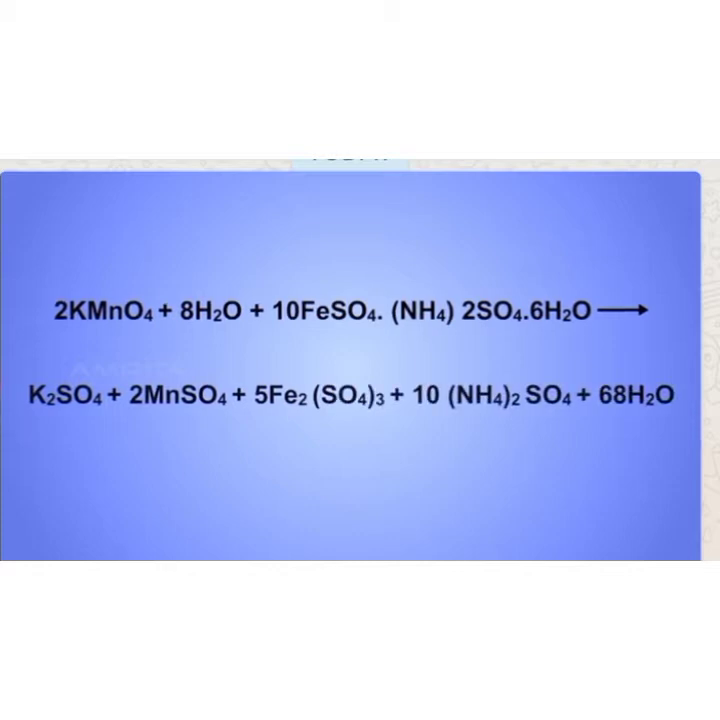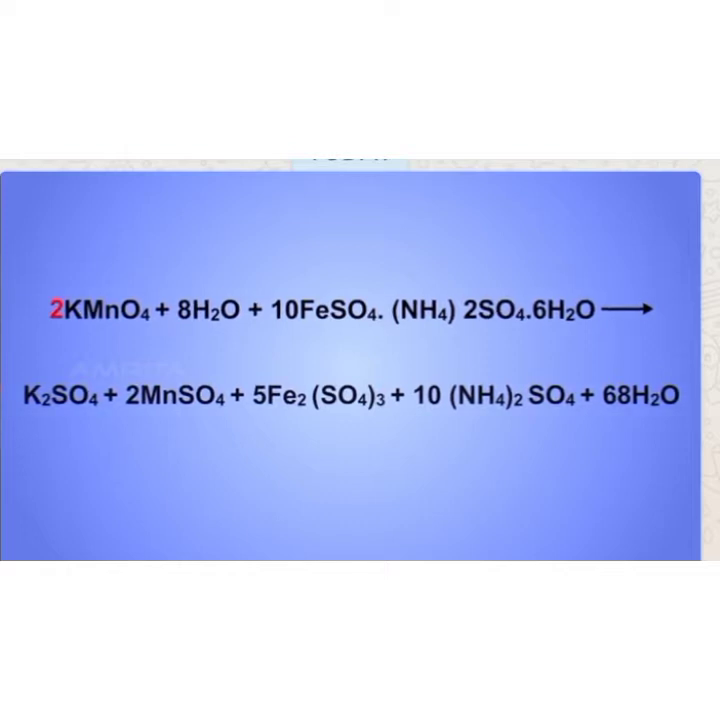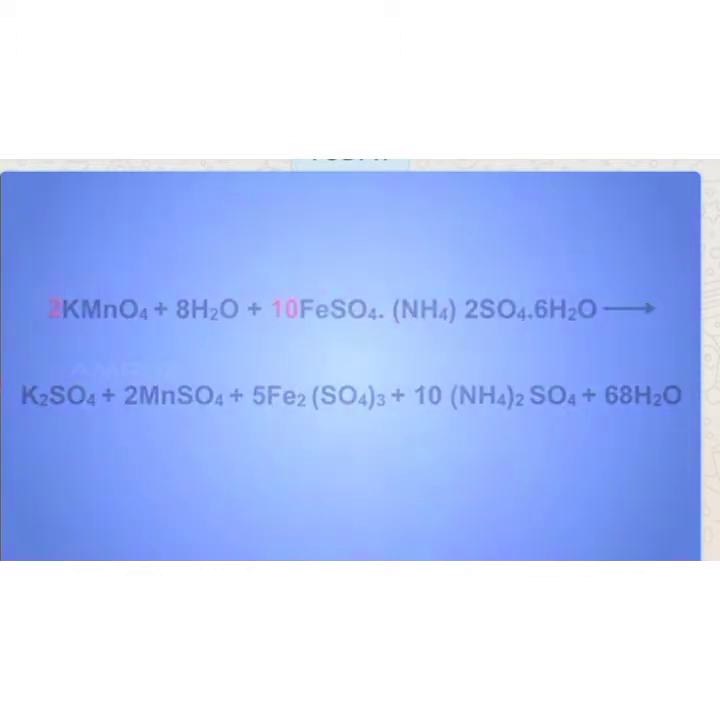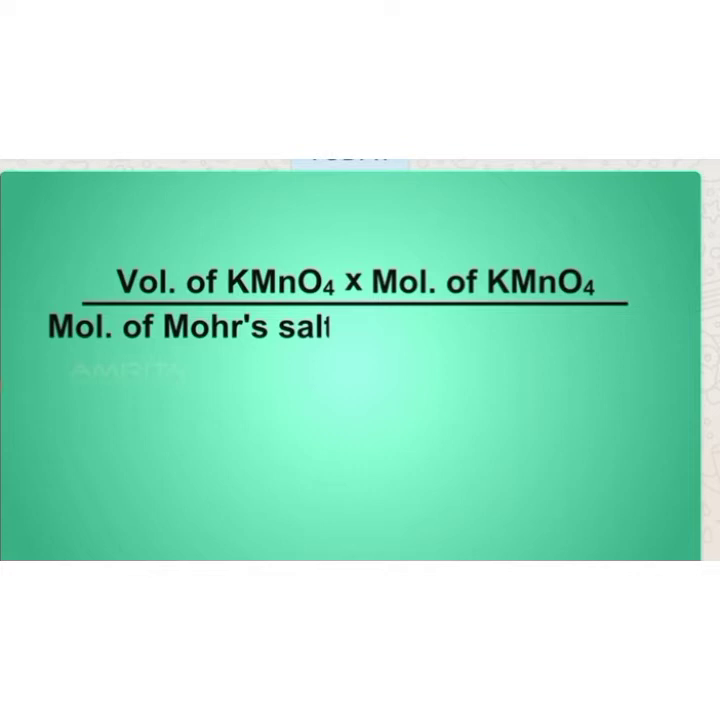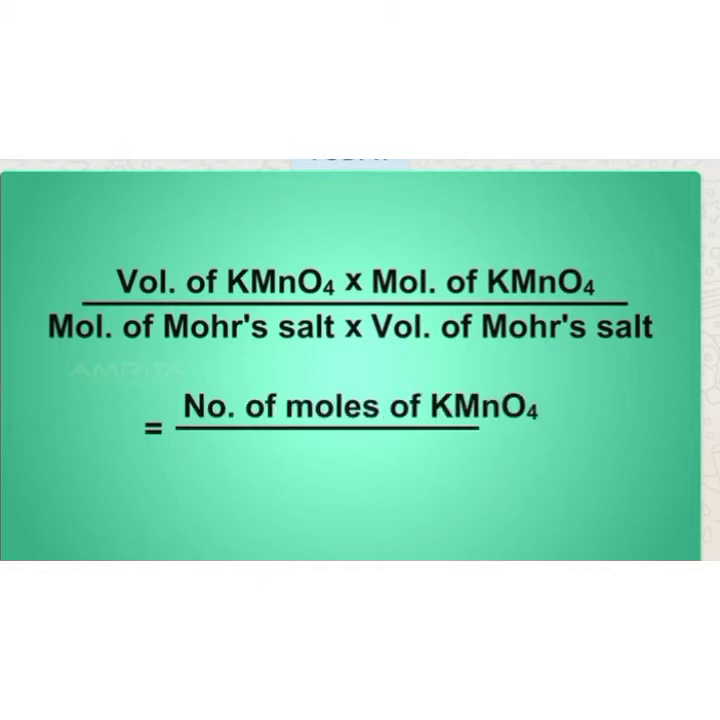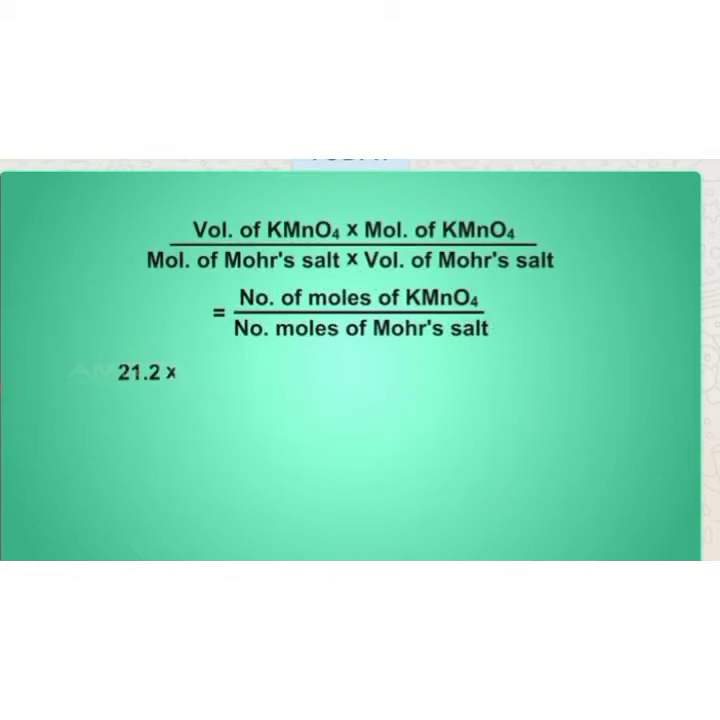From the reaction, it is clear that the number of moles of KMnO4 reacted is 2. The number of moles of Mohr's salt reacted is 10. According to the molarity equation, volume of potassium permanganate into molarity of potassium permanganate divided by molarity of Mohr's salt into volume of Mohr's salt gives us number of moles of potassium permanganate divided by number of moles of Mohr's salt. That is 21.2 into molarity of KMnO4 divided by 20 into 0.05 is equal to 2 by 10.